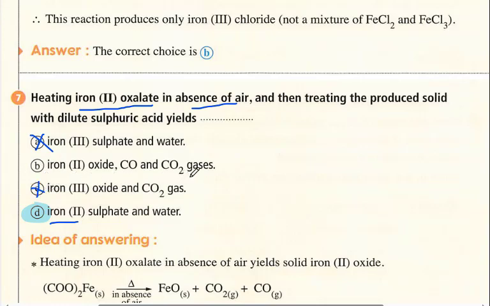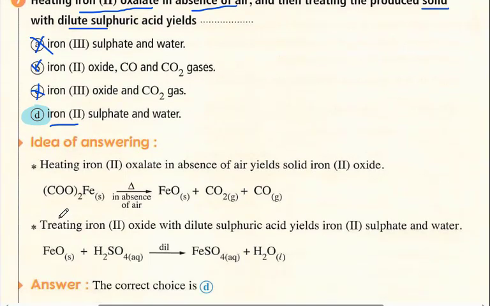Iron 2 oxide and carbon dioxide and carbon monoxide. There is no carbon in sulfuric acid or in the oxide. Okay. So here, iron oxalate is heated in the absence of air. It forms ferrous oxide, carbon monoxide and carbon dioxide. So we ask about the solid, not the carbon dioxide and carbon monoxide. We ask about the solid itself, ferrous oxide. When it reacts with dilute sulfuric acid, it only forms iron 2 sulfate. Okay.